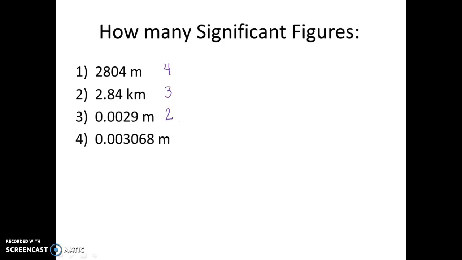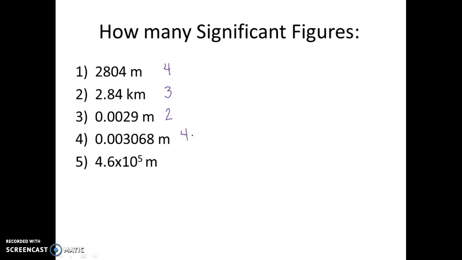In number 4, we have a similar situation going on. We have 0.003068. The 3, the 6, and the 8 are significant, so that's at least 3 digits. The zeros before the 3 are not significant. They are placeholders. The 0 between the 3 and the 6 is sandwiched, so it is significant. So in number 4, we have 4 significant figures.